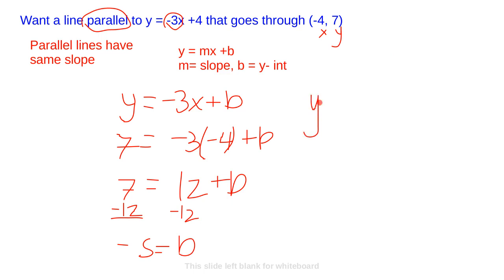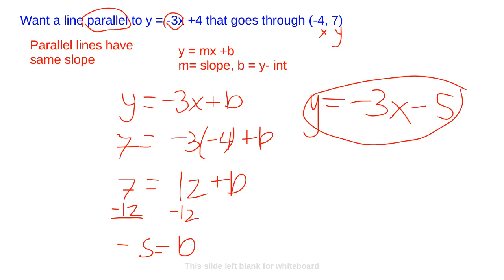Then we have y is equal to, and we already know our slope had to be negative 3, so we're going to keep it. And now we put the x back in, but now we know what b is, and so it'd be subtract 5. And that is how you do that.